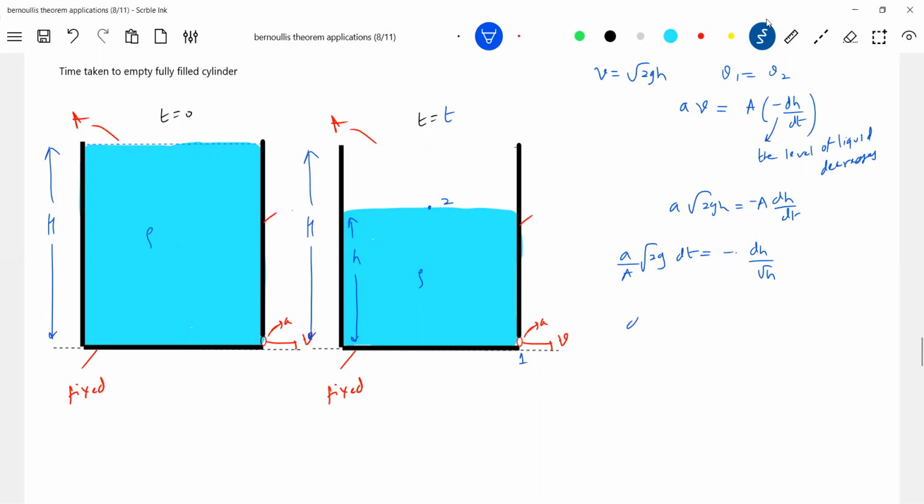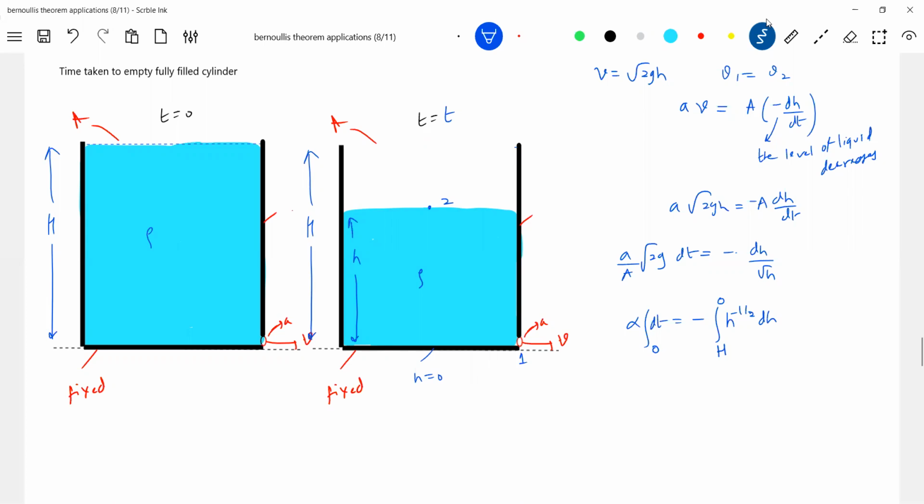So this is everything alpha. Later on I'll write it. So this will be h to the power of minus 1 by 2 dH. Now, what is the time taken to empty the total cylinder? At t equal to 0, what was the level? The level of liquid was capital H. Then finally it will become 0. So you tell me from where I should measure h. I think I should measure from here, no?